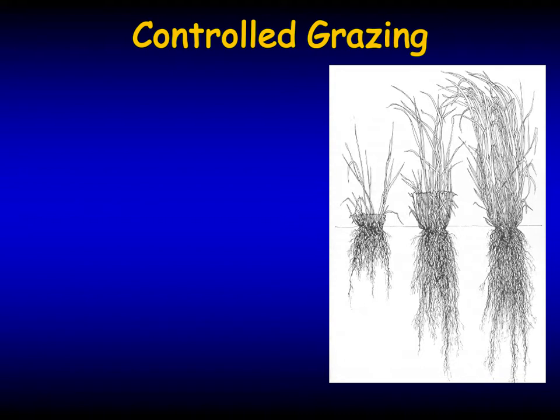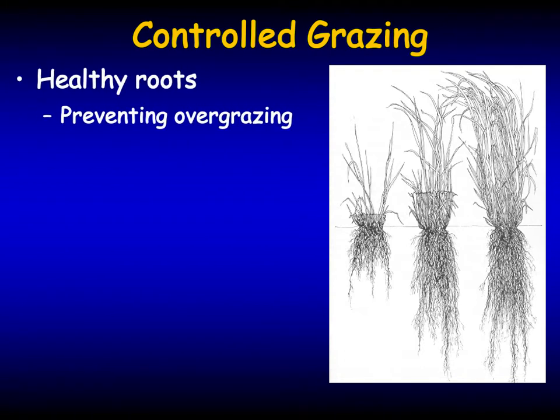This plant's rotationally stocked, so we graze it and then we rest it. And we let it accumulate top growth. We keep the root system growing. We keep the root system healthy. It's going to be able to explore a larger soil volume for water when things get dry. So controlled grazing or rotational stocking is not just a drought management strategy. It's probably one of the most important ones that you can implement on your farm for long-term drought management.